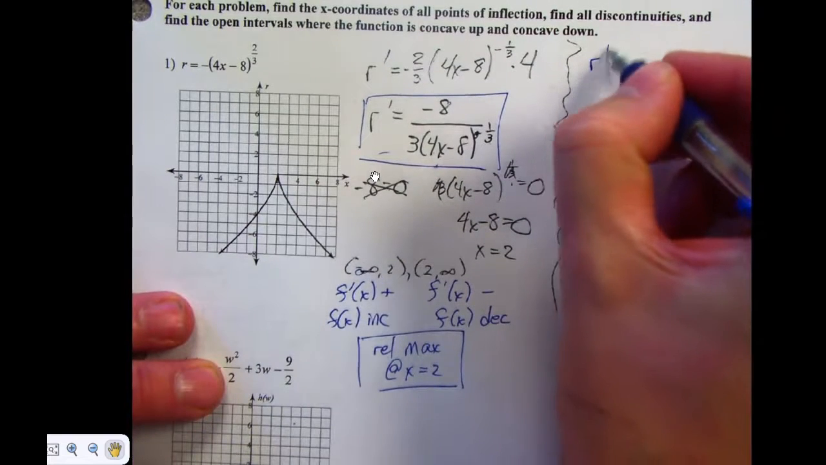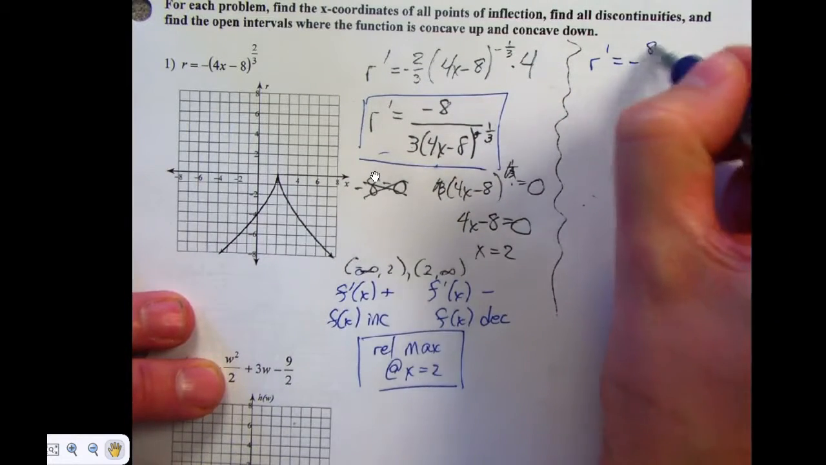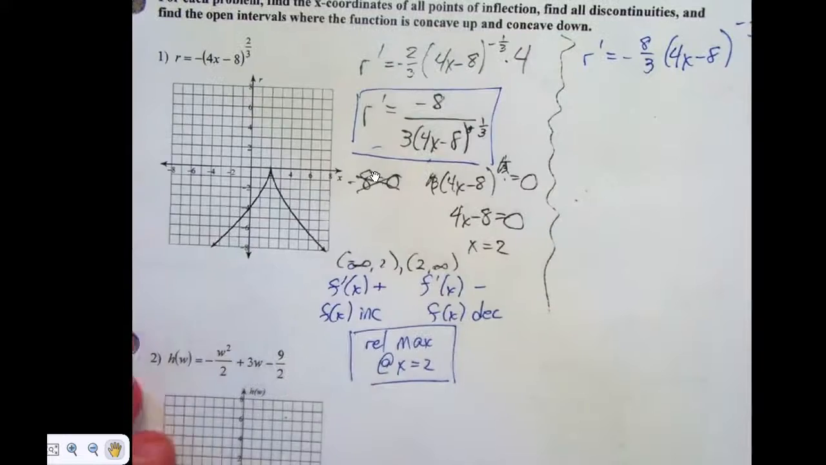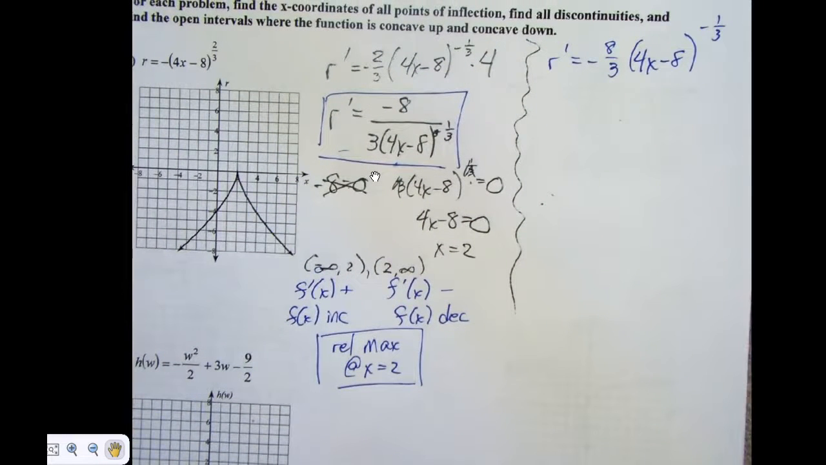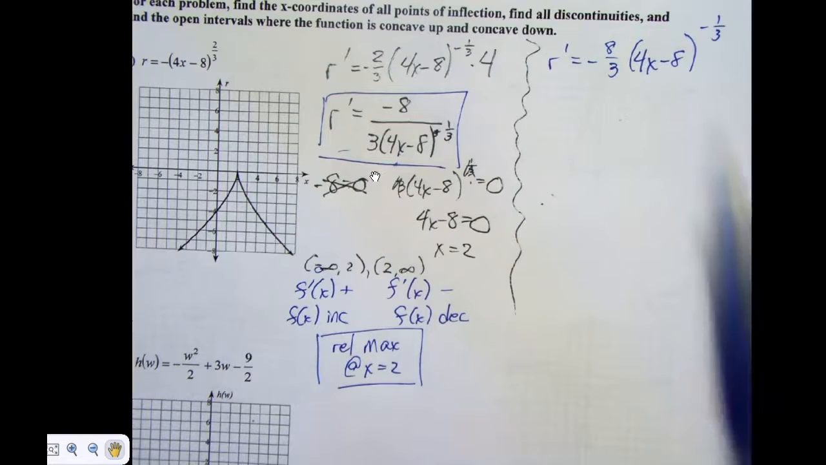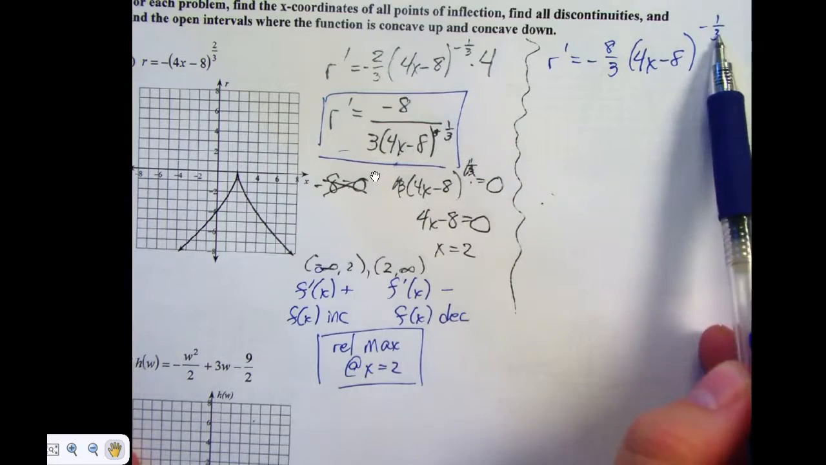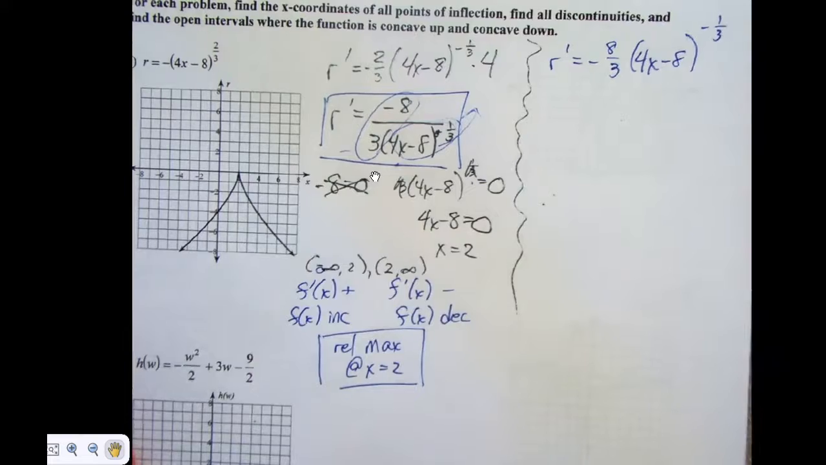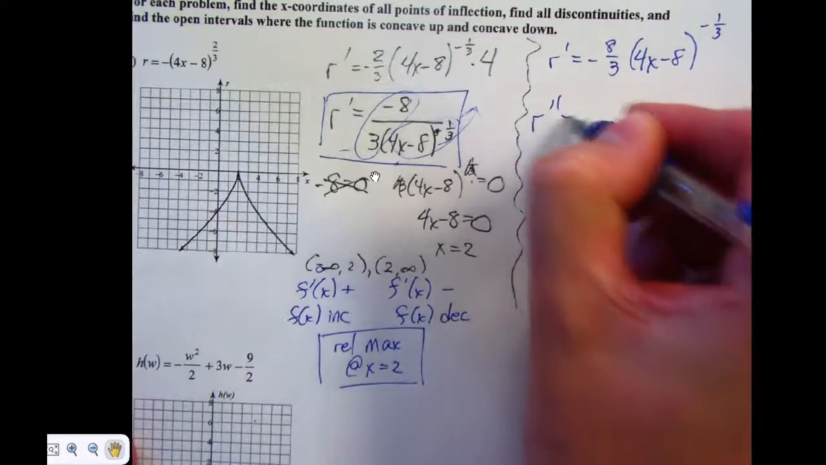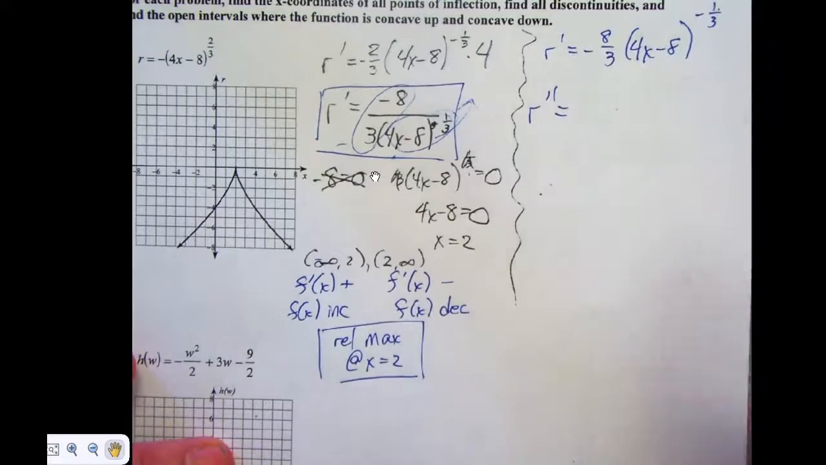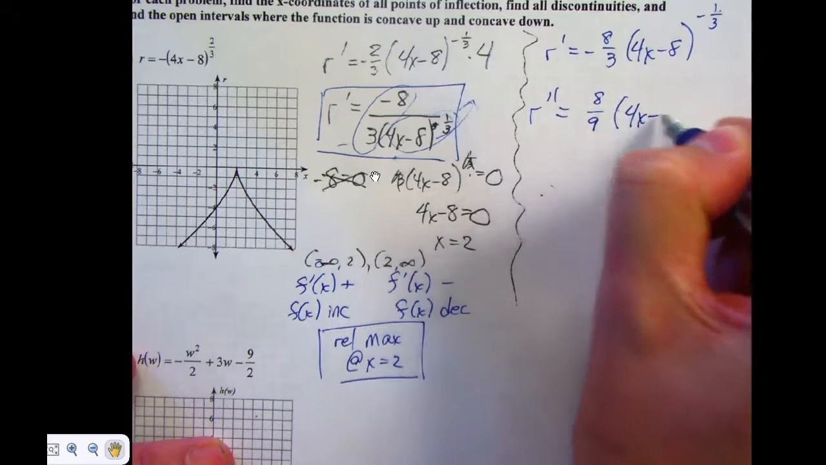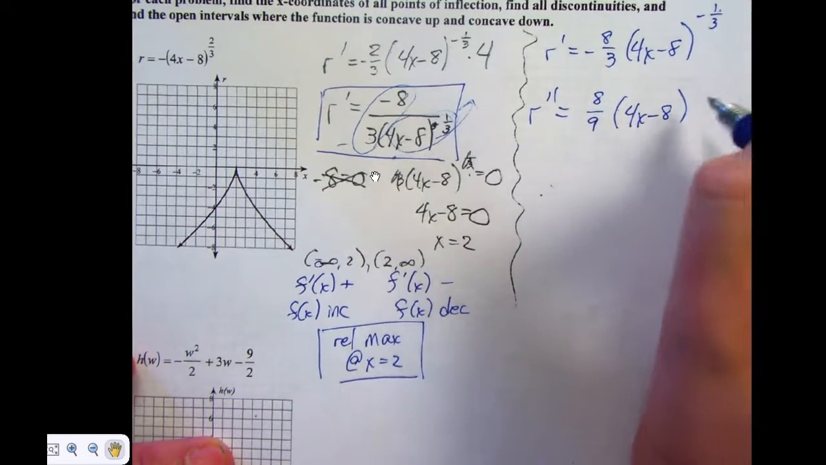So my derivative, I think I would rewrite this by bringing that back up. You see what I did to get to that? Because I don't want to do quotient rule if I can avoid it, so I'm just going to bring it up. The negative 8/3 stayed there. This guy popped up and becomes a negative exponent. Now take the derivative of that. Negative 1/3 times negative 8/3 is a positive 8/9 times (4x minus 8). So what power now?